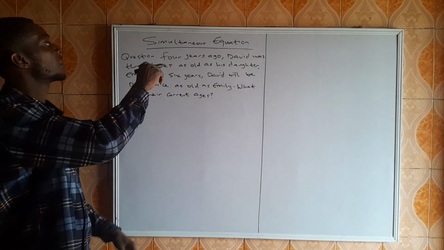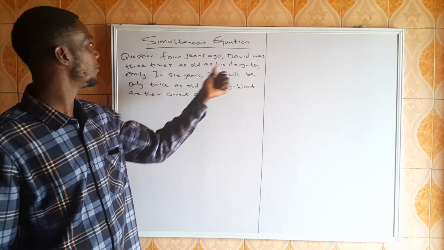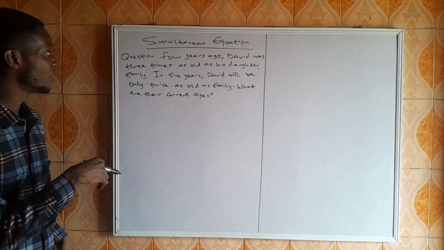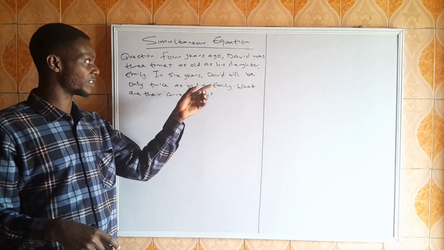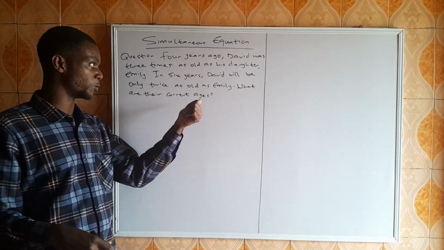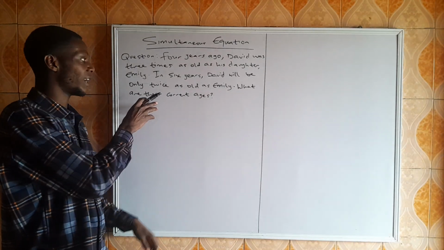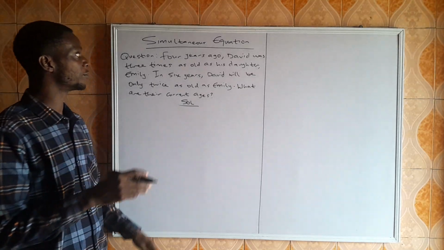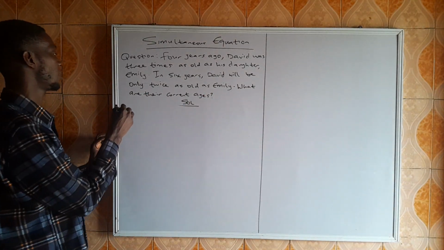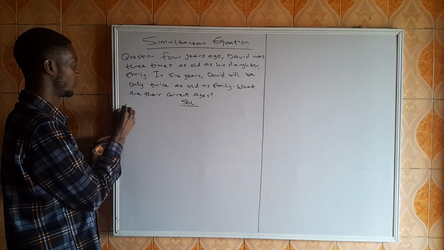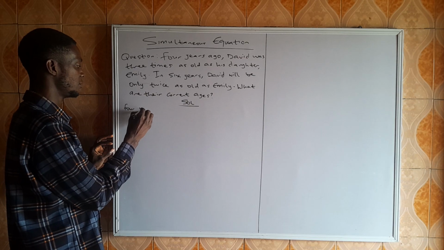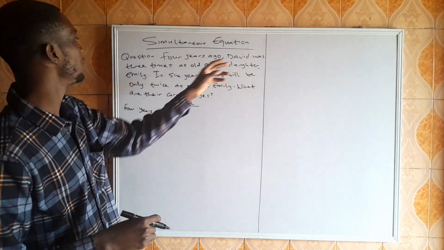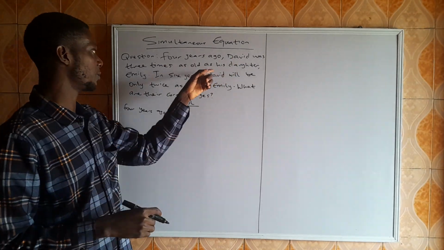We were given: 4 years ago, David was 3 times as old as his daughter, Emily. In 6 years, David will be only twice as old as Emily. What are their current ages? To solve this, we're given 4 years ago, that means 4 years ago, David was 3 times as old as his daughter Emily.